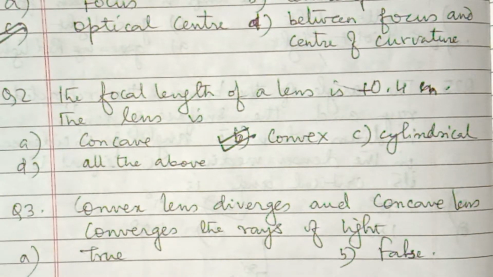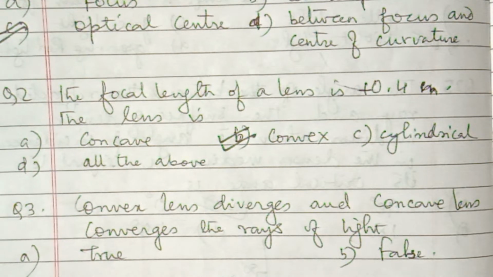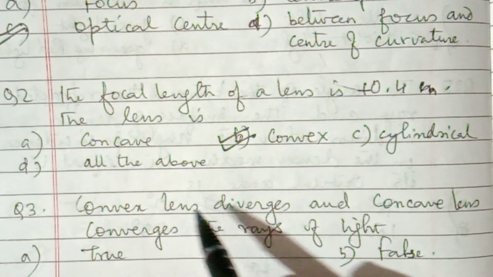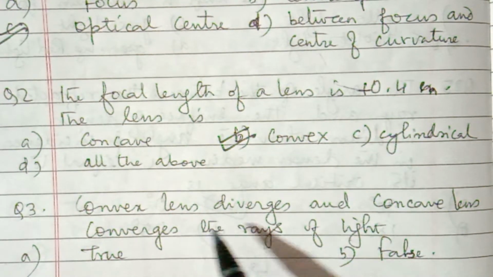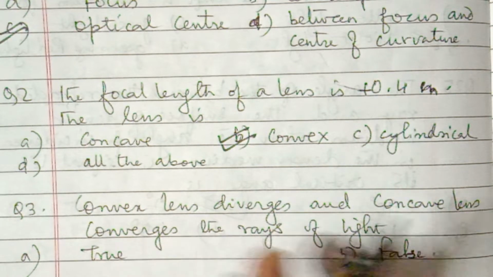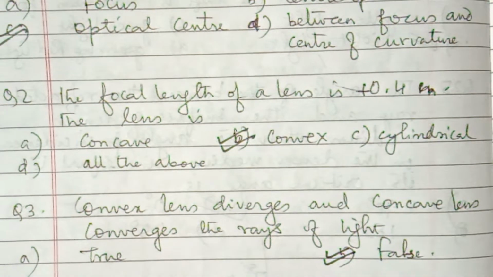Now third question, convex lens diverges and concave lens converges the rays of light, true or false? So actually convex lens is a converging lens and concave lens is the diverging lens. So here it is just the opposite concept that is written, so it is a false statement.